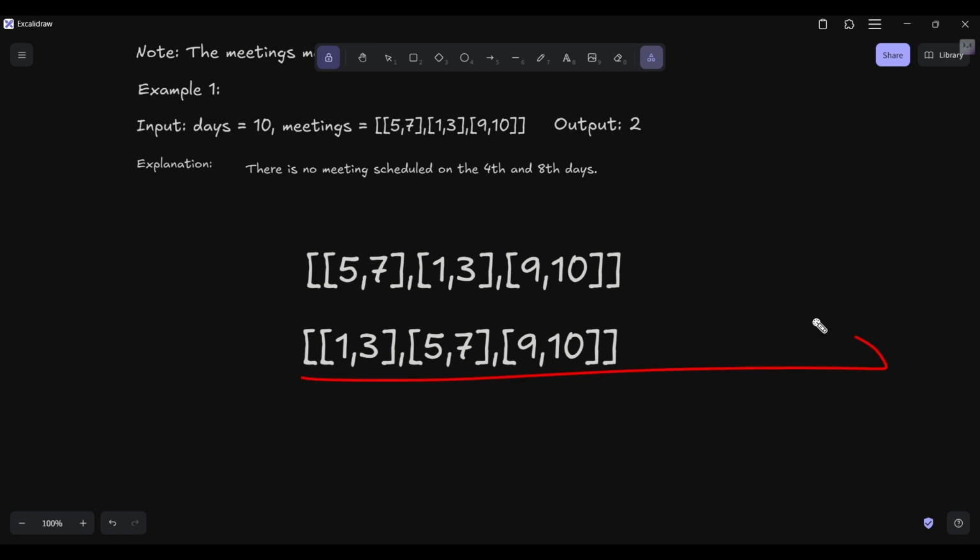Okay, so I have sorted, by the starting time first. If you see, after sorting it's easier to see the answers. Here 4 is missing, and here 8 is missing, and those two are the answer. So how can we do that? First we are going to sort it according to start time.